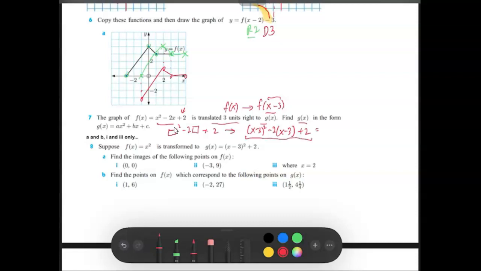Simplifying this is just 10th grade math, right? I'm going to do x minus 3 squared. That's x squared minus 6x plus 9. I'm going to distribute the negative 2. It would be negative 2x plus 6. And then I add 2 at the end. So then I just combine like terms. So it'd be x squared minus 8x, and then 9 plus 6 plus 2 is 17. Something like that. Okay? So this is g of x.